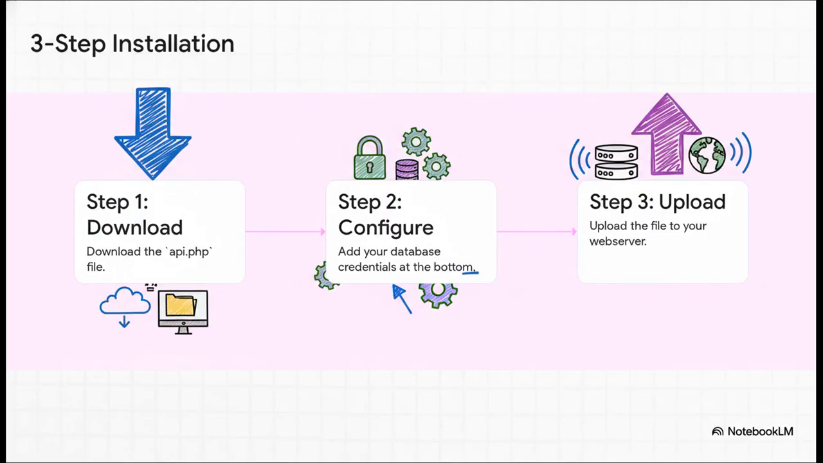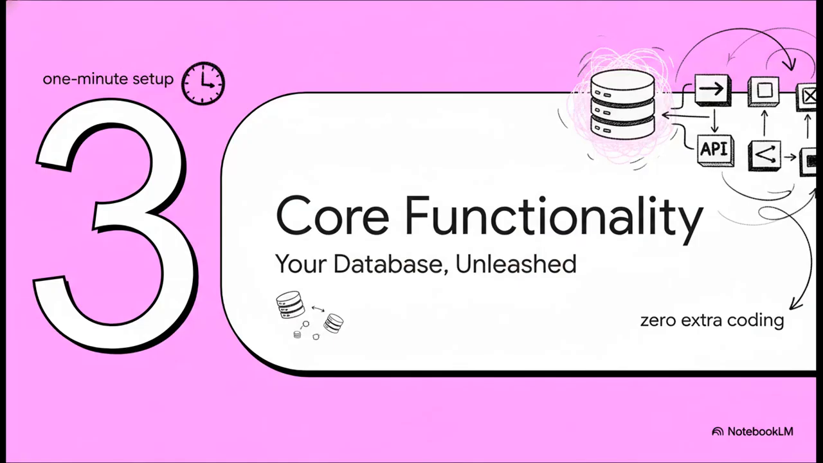And getting it running is just as crazy simple. The installation is literally 3 steps. You download the api.php file. You pop it open, scroll to the bottom, and plug in your database username and password. Then you just upload that file to your server. That's it. You're done. Your API is live. Okay, so what does that, maybe a minute of setup, actually get you?